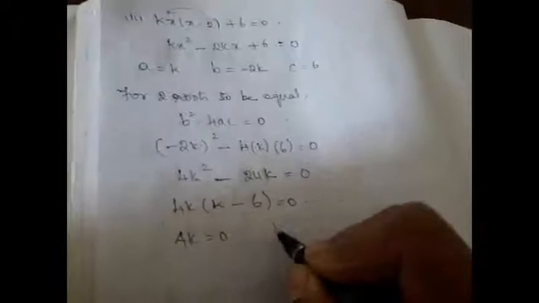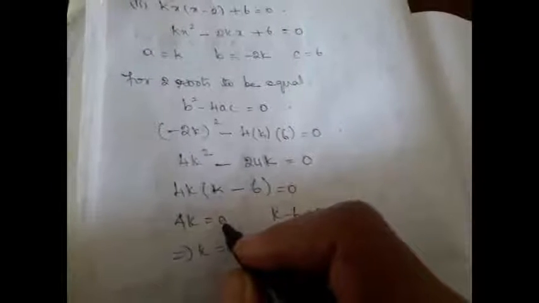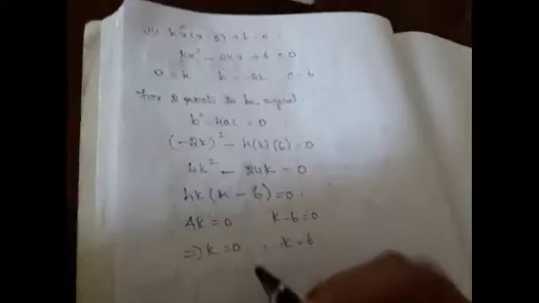Now what will happen? Equate both to 0. 4k equal to 0, k minus 6 equal to 0. This implies k equal to 0, because if I bring 4 to the other side, it will come to the denominator and now it will become 0. This implies k equal to 6, right? So the value of k can be 0 or 6.